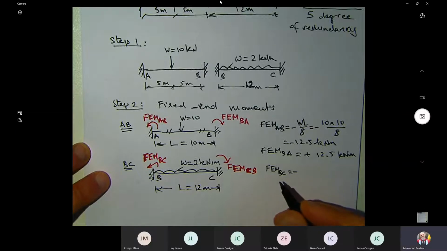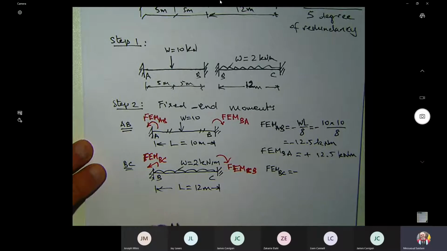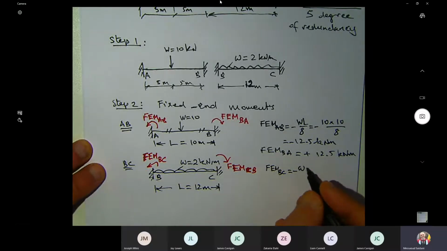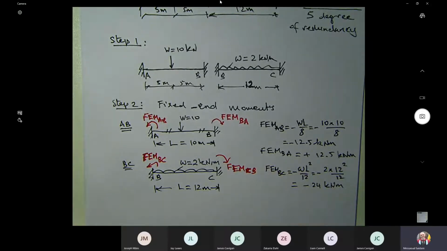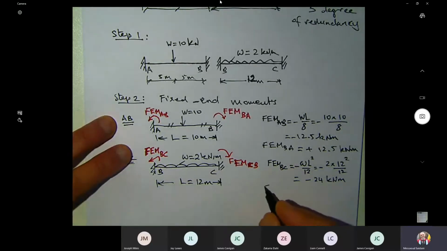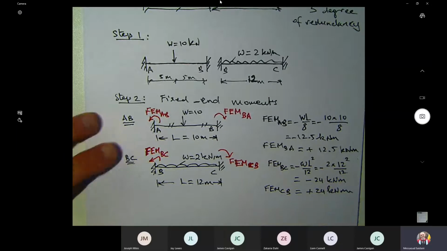So again, from the table, what's the equation now? WL squared over? Yes, WL squared over 12. Everyone okay? Do you agree? From the table, so minus WL squared over 12. So we have minus 2 times 12 squared over 12, which gives 12 and 12 cancel. So we have minus 2 times 12, so minus 24 kilonewton meters. Okay? Is that all right? Yeah, similarly, the fixed end moment at C will be the same with the plus. So plus 24 kilonewton meters.